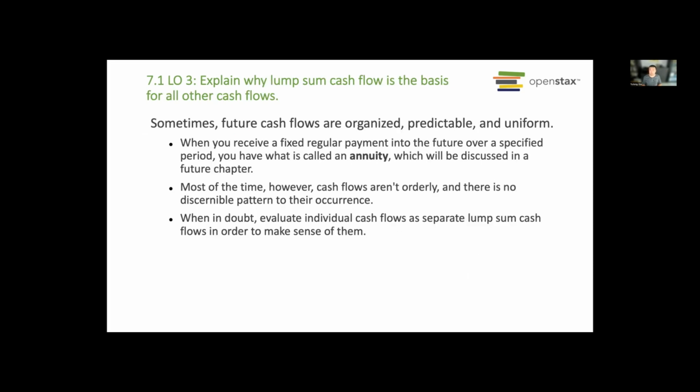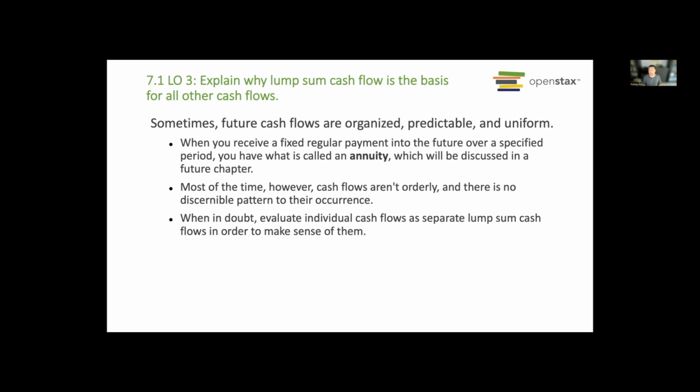Sometimes future cash flows are organized, predictable, and uniform. When you receive a fixed regular payment into the future over a specific period, you have what is called an annuity, which will be discussed in the next chapter. So basically, an annuity promises you a fixed amount of money over a certain number of years. And usually the payment is made annually, so it's usually called an annuity.